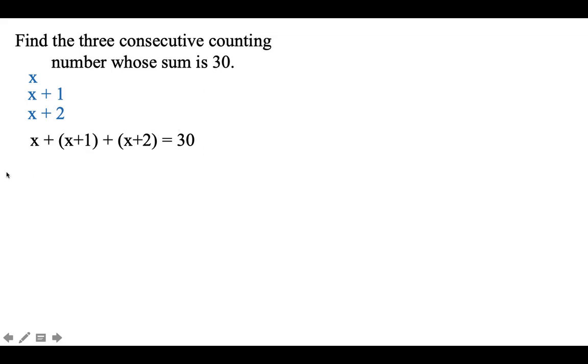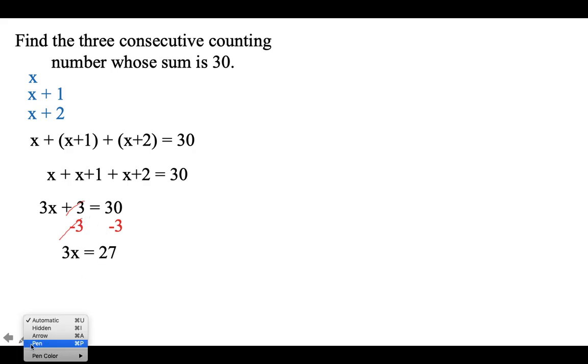So we're now going to simplify them. I just remove the parentheses, then 1x plus 1x plus 1x is 3x. Plus 1 plus 2 is positive 3, equals 30. Next, we will add negative 3 to both sides because our aim is for x to be left alone. So 3x is now left on one side, and 30 minus 3 is 27.